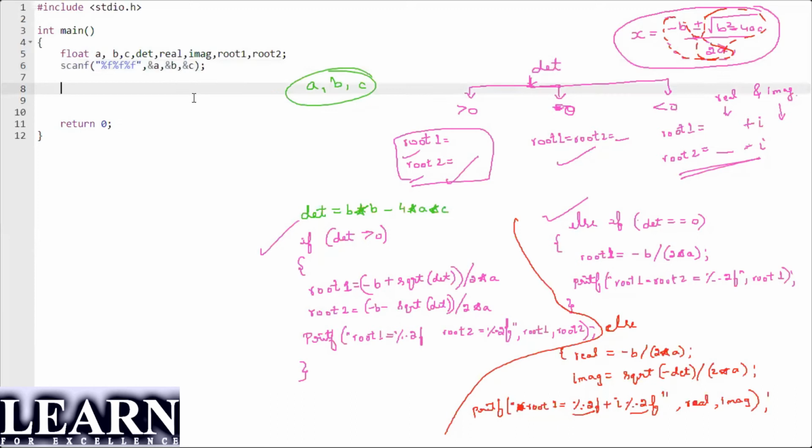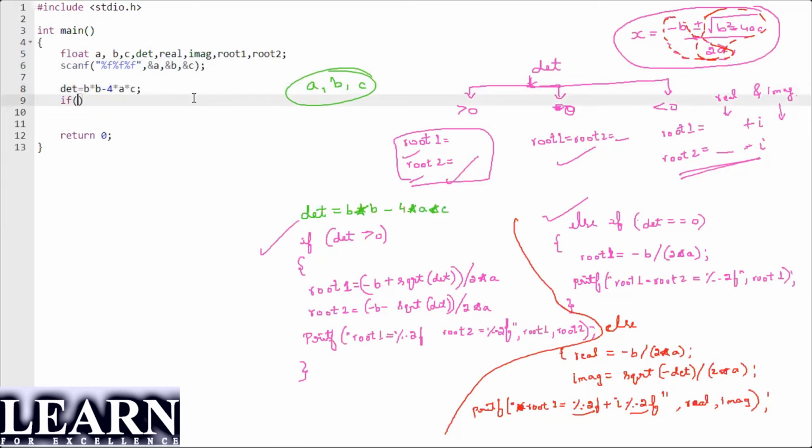Next, first we have to find out the determinant value. Determinant is equal to b square minus 4ac, right? We can write it in simple format. Next, we are going to write the condition. If determinant is greater than 0, what happens in this? We are going to find out root 1.